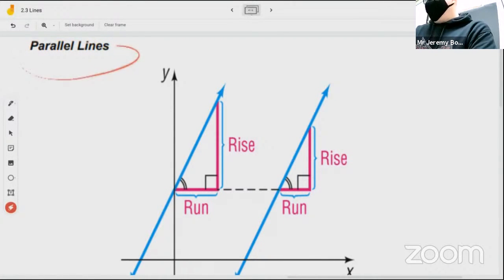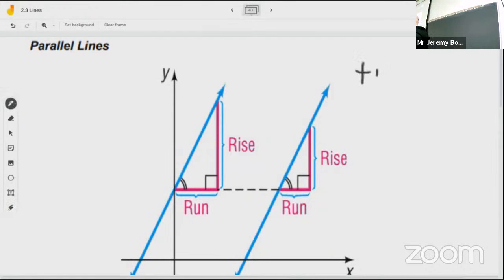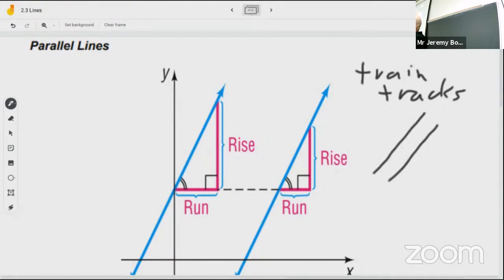Parallel lines are lines that run next to each other but never intersect each other. People always think of train tracks, right? Your train tracks run next to each other, and they never intersect each other. I mean, until you get to a switch or whatever. But for the most part, train tracks don't run into each other. And so that's how they think of parallel lines.